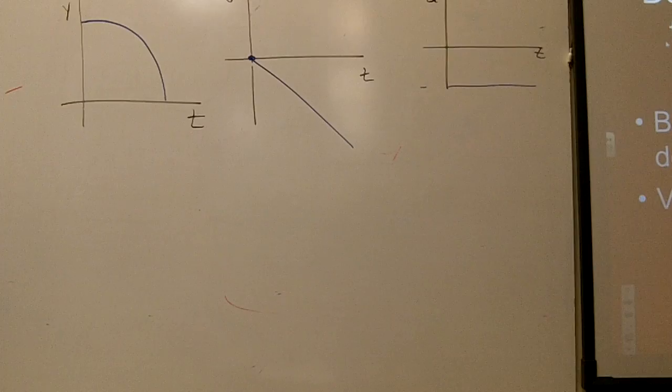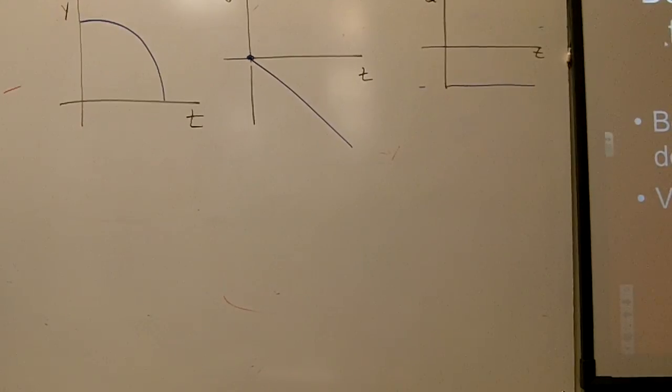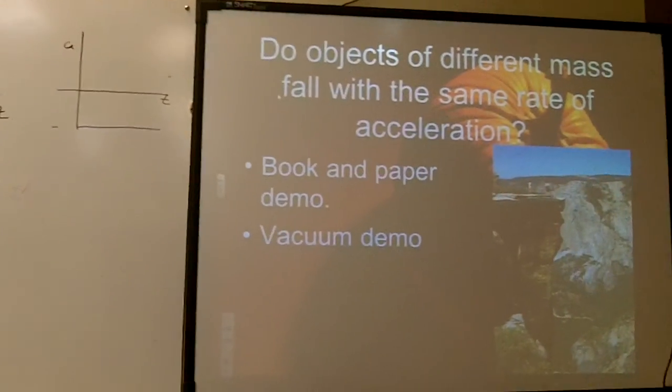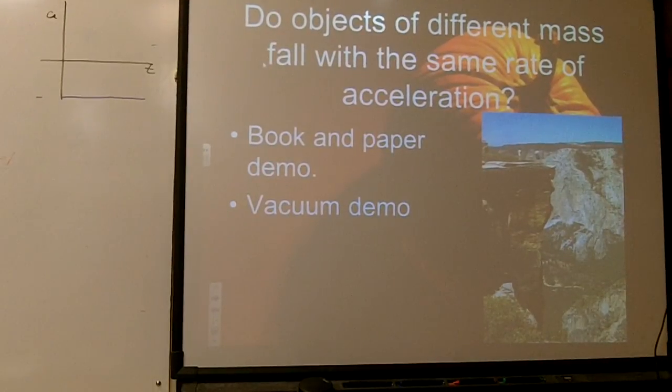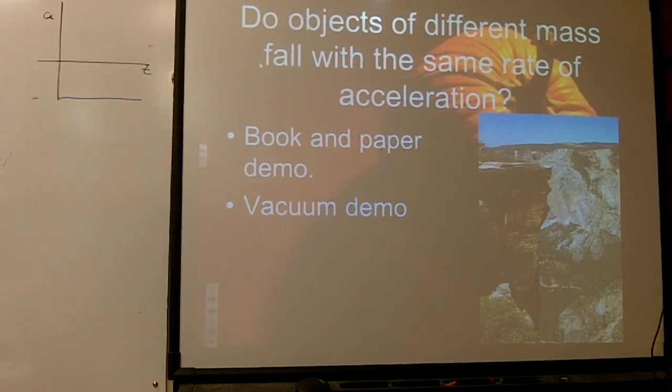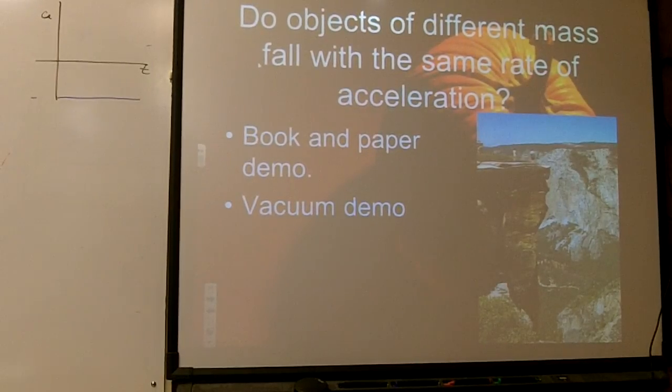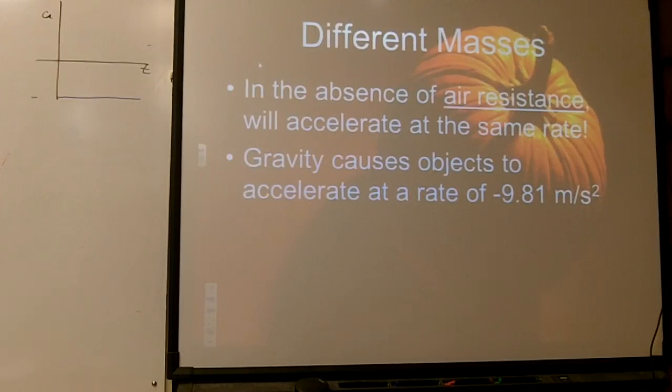Right, we already did this demo. Do objects of different mass fall at the same rate of acceleration? And the answer is yes, with an asterisk. The asterisk is when there's no air, when you're actually lacking air. We did those two demos already. Okay, so there you go. In the absence of air resistance, objects will accelerate at the exact same rate.